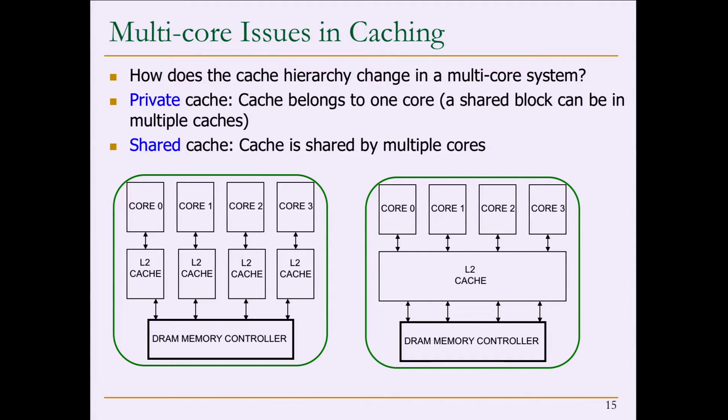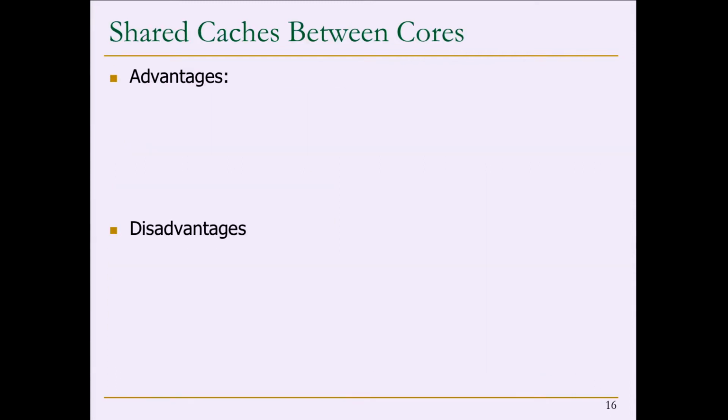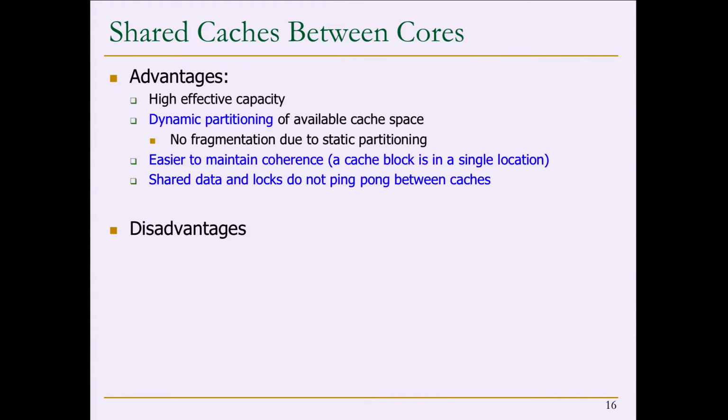So if you have a private cache, the cache belongs to a core. A shared block can be in multiple caches. If you have a shared cache, the cache is shared by multiple cores. You don't have the replication problem for the shared block, and the coherence problem goes away. So if you have this cache, you don't need to keep these coherent because there is only one place where that block that is shared by these different cores can reside, right? So a shared cache has a big advantage to begin with. But it has disadvantages also.